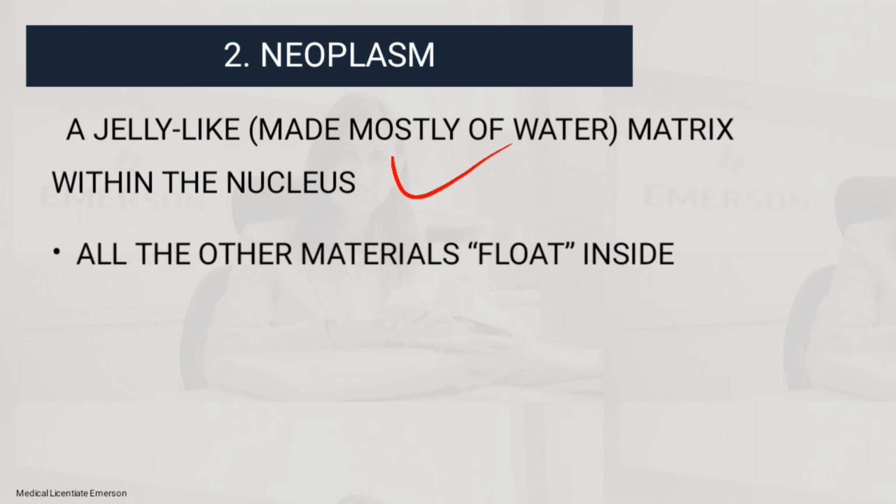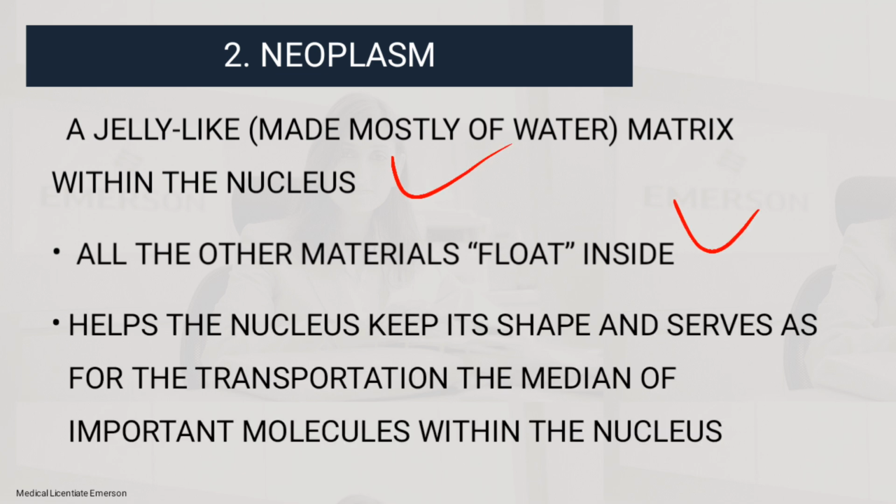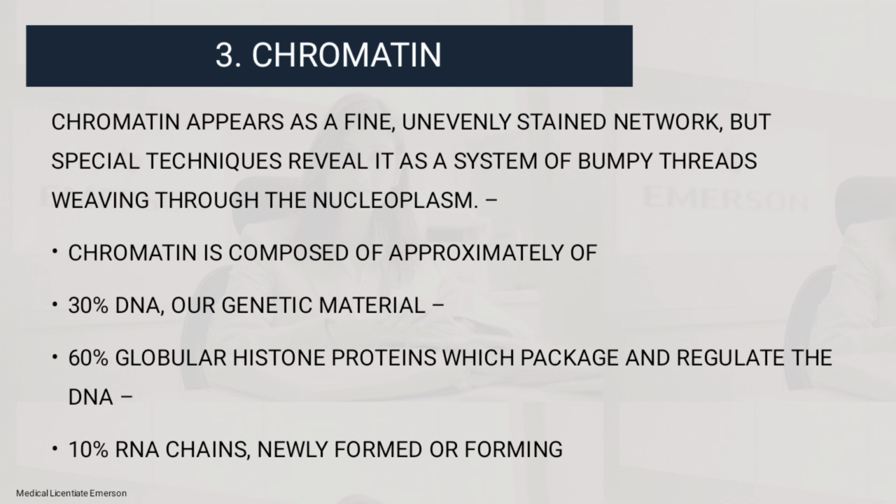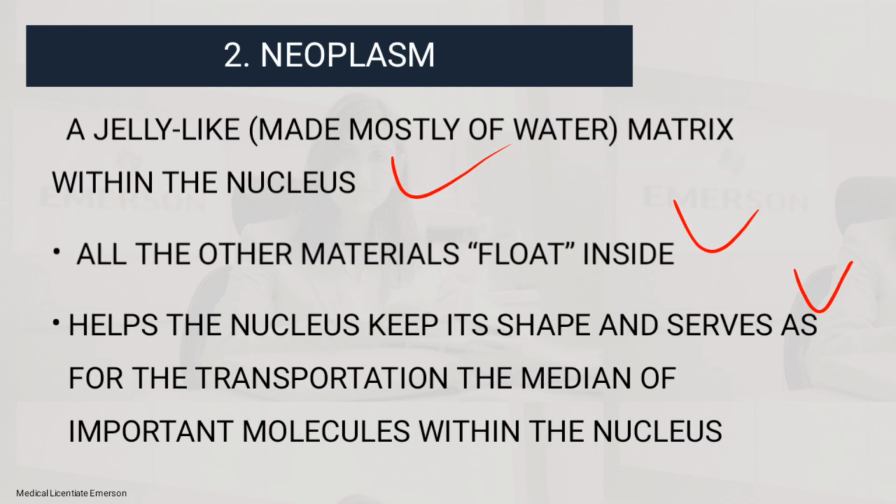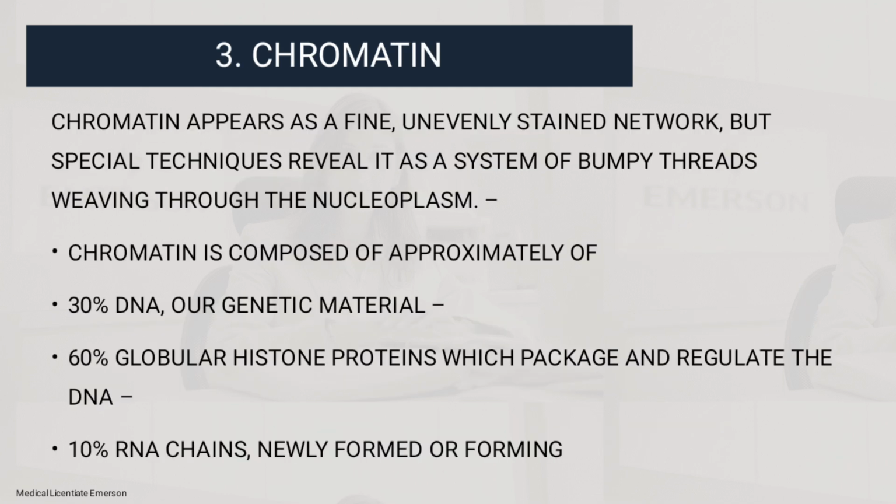Then the nucleoplasm is a jelly-like matrix, made mostly of water, within the nucleus. All other materials float inside it. It helps the nucleus keep its shape and serves as the transportation medium for important molecules within the nucleus. That's the function of the nucleoplasm.